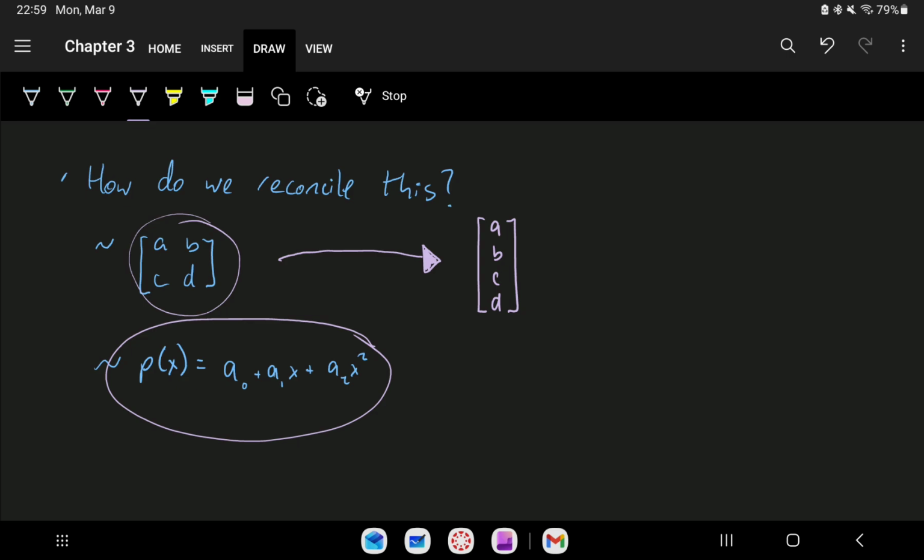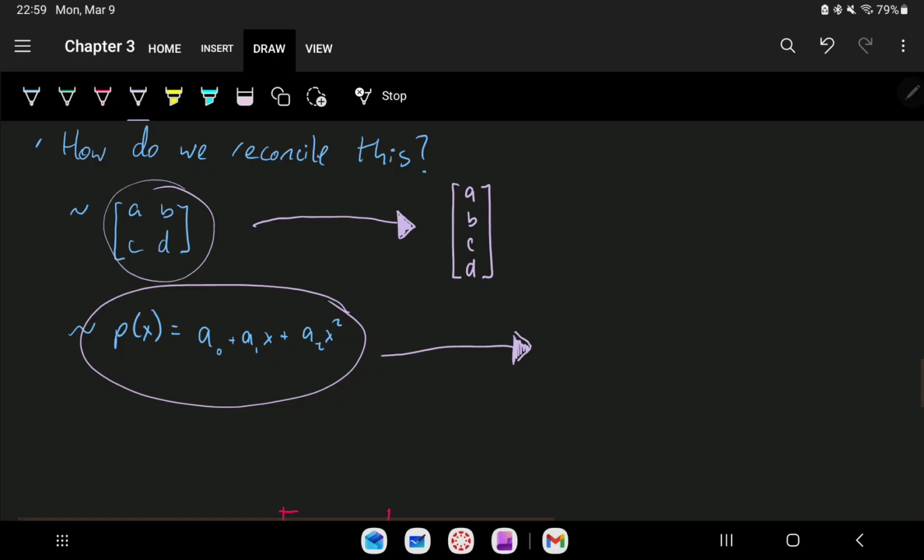Heck, not even a square matrix. We can do this now. You know, we've already built the stuff to do this. Even a polynomial, actually, right? The polynomials can get a little tricky, but once you start laying it out, it becomes pretty apparent, right?